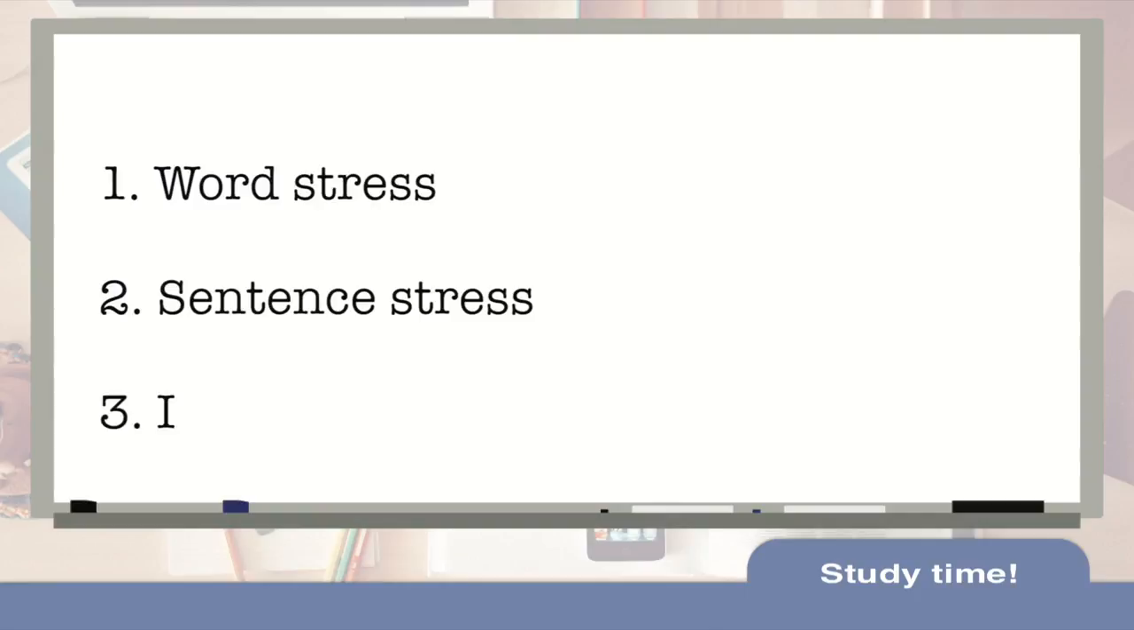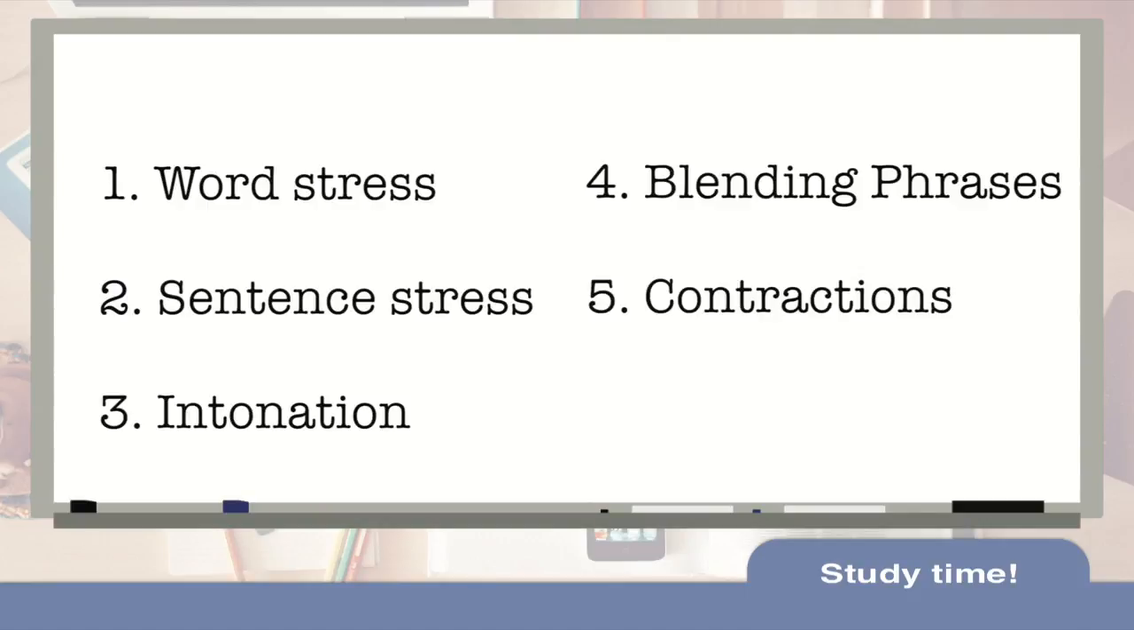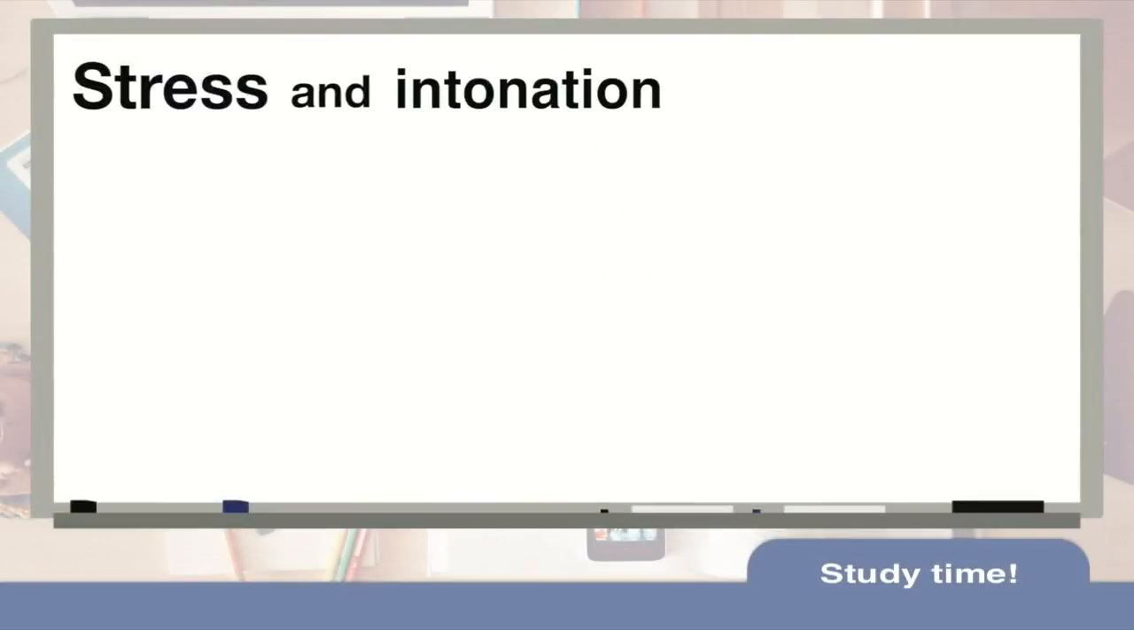First of all, we'll look at stress and intonation, which will focus largely on the tone and sound of your voice. Then we'll have a look at how native speakers often skip letter sounds in words, and this will make you sound a lot more fluent. Let's begin with stress and intonation. To get us going, we're going to begin with looking at word stress.